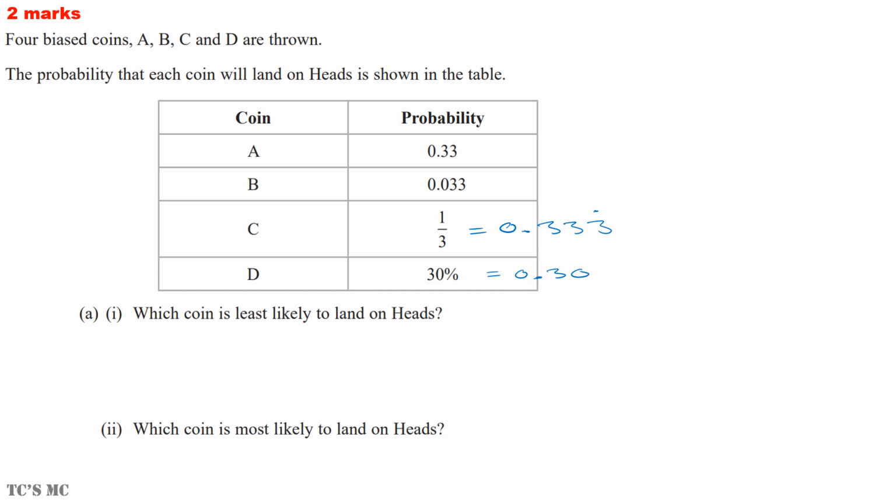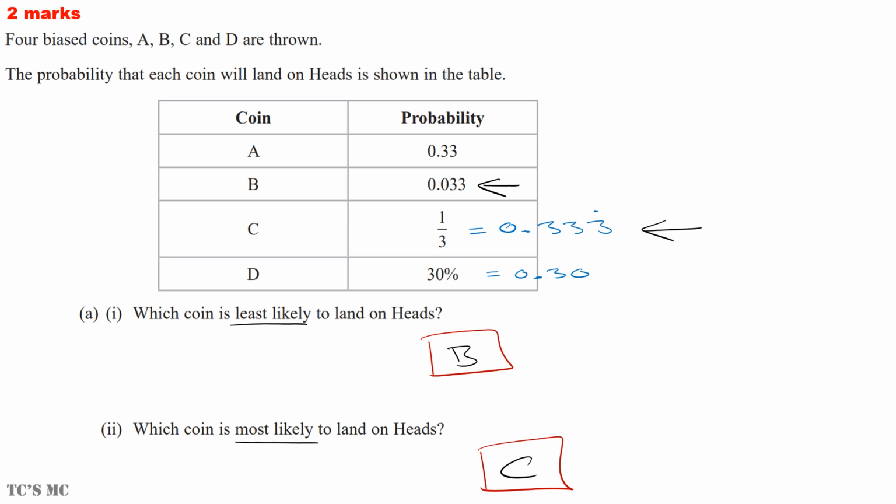Part 1, which coin is least likely to land on heads? So which one is the smallest number? And that is 0.033. So all we need to write is B, and that will get us 1 mark. Part 2, which coin is most likely to land on heads? So now we need to find the biggest number, and that's this one over here, and that is C. And all you need to write is C, and you would get the second mark.